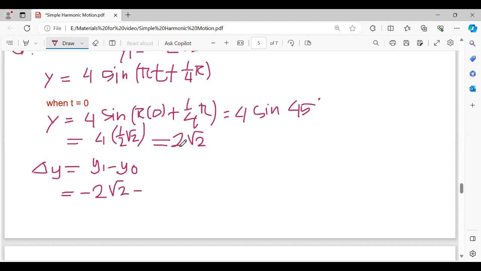And y0 is 2 square root 2. Okay, so it's going to be -4 square root 2 meters. Okay, all right.